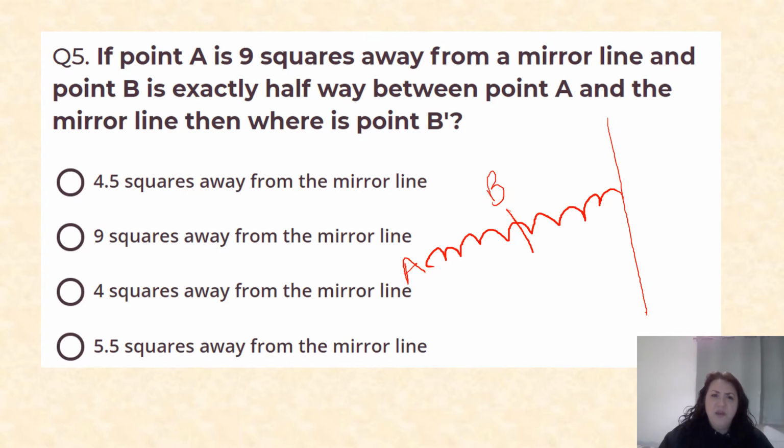Then where is point B dash? Well, it's going to be opposite this B. So that will be 4.5 there in the opposite direction. So it'll be 4.5, won't it? Which is that top one, 4.5. Now that one was tricky. I hope you followed that along with me.